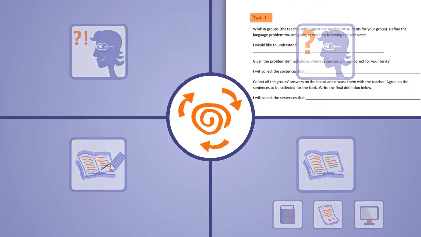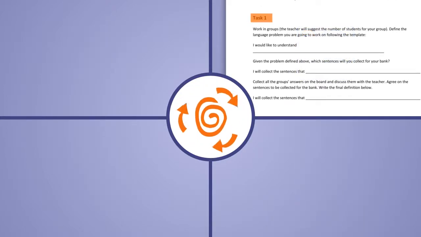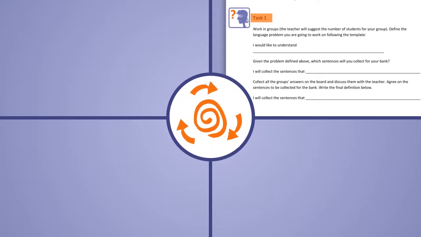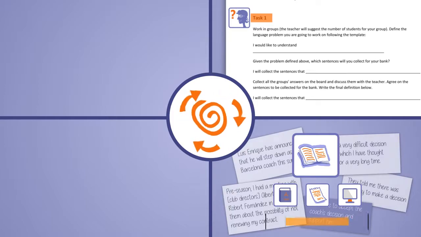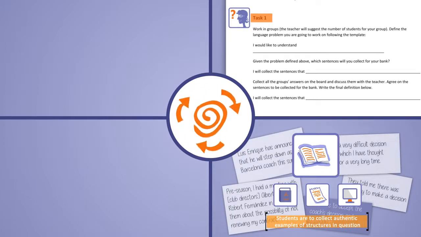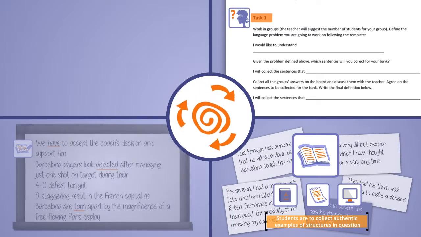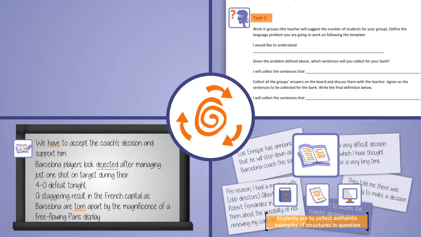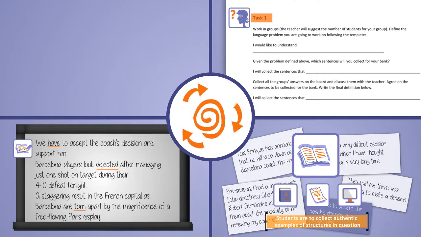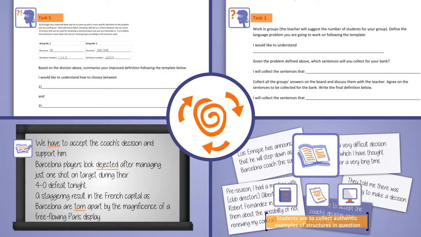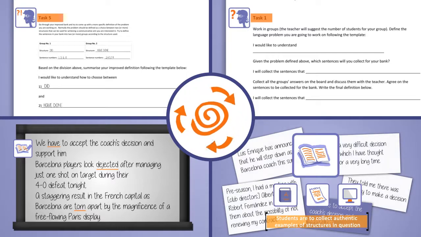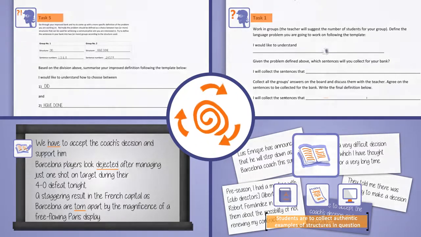First of all, they are reminded of the purpose for collecting the bank. This is achieved in task 1. When the purpose is clear, students are gathering examples of structures in question from authentic sources. When the bank is in place, the main task is to clean it of the structures that don't belong. Finally, students redefine the learning need as a choice between several structures.